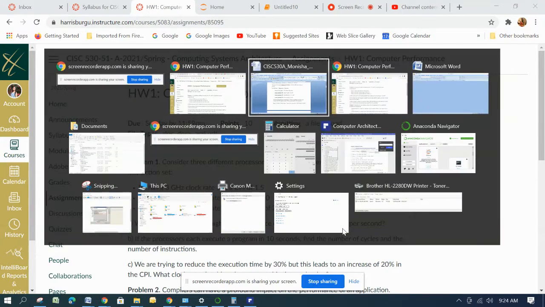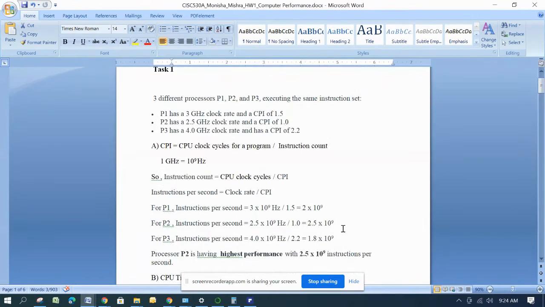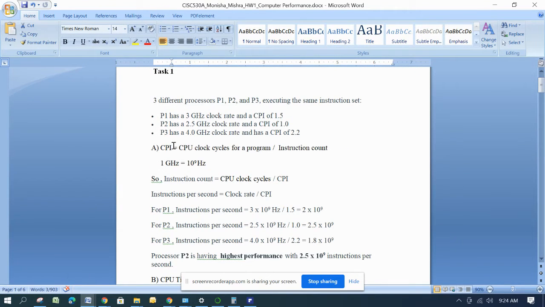To achieve that, we can use this formula, which is CPI is equal to CPU clock cycles for a program divided by instruction count. We know 1 gigahertz equals 10 to the power 9 hertz. So instruction count is CPU clock cycles divided by CPI, where CPI stands for clock cycles per instruction. Instructions per second for P1 will be 3 into 10 to the power 9, which is the clock rate, divided by the CPI of 1.5. Both the values have been given.